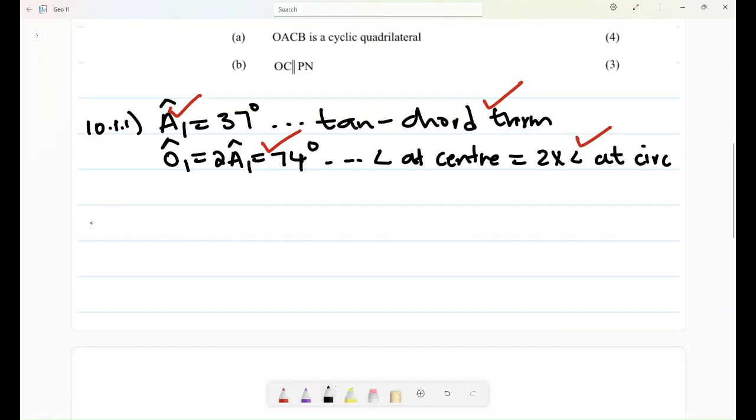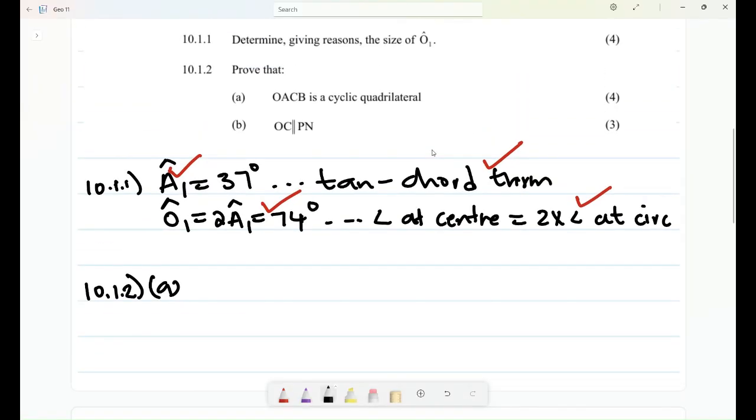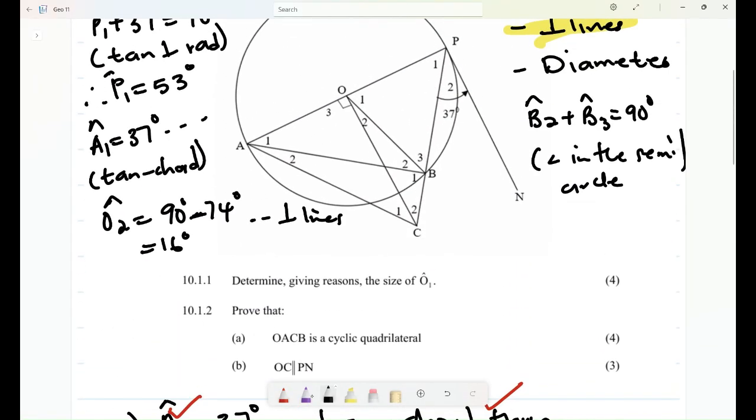10.1.2a. It says to us, prove that OACB is a cyclic quad. Prove that this is a cyclic quad. Remember, how can I prove that something is a cyclic quad? First property, bow tie shape. This is the first property.